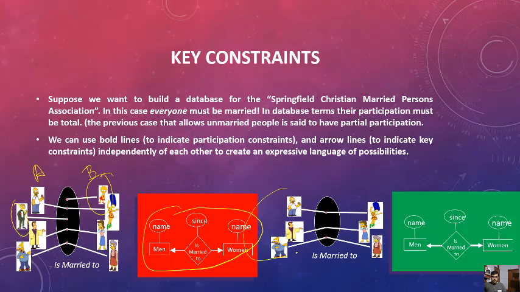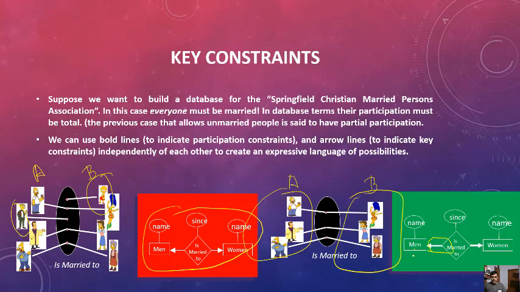So we can use bold lines and arrow lines independently to indicate the key constraints independently of each other, to create an expressive language of possibilities. Here we have used a bold line. This bold line means this is a total relationship. That means there is no man who is sitting idle and has not married any person, or there is no woman who is not associated with a man. So this is called total participation.